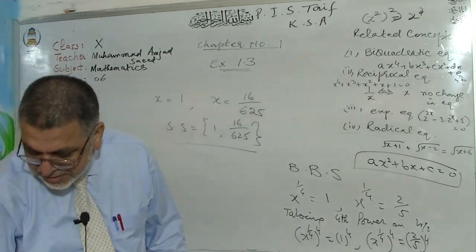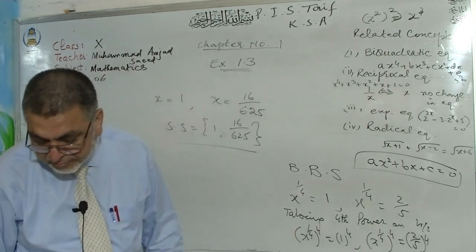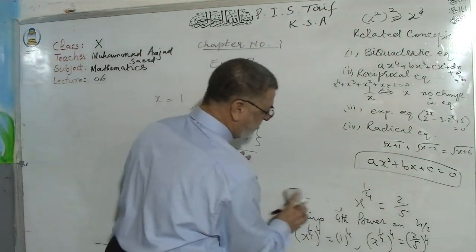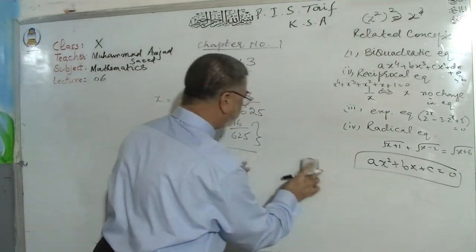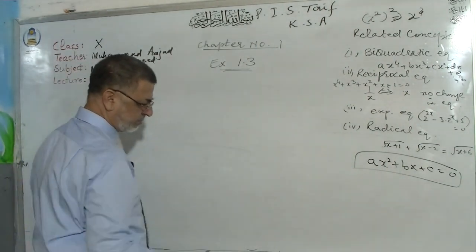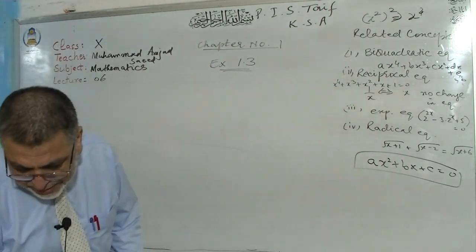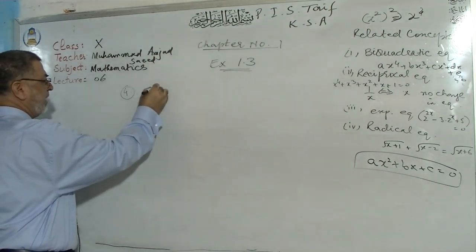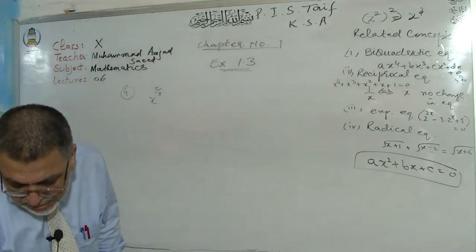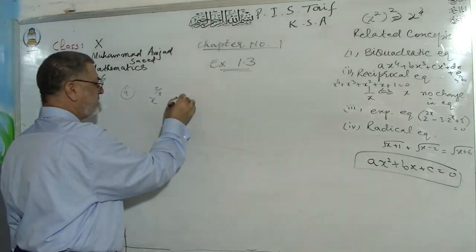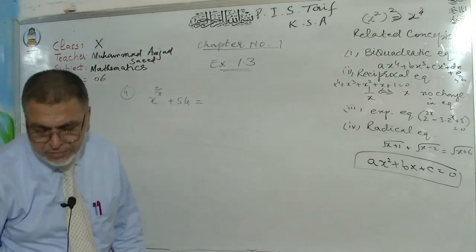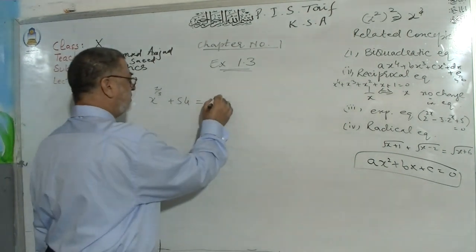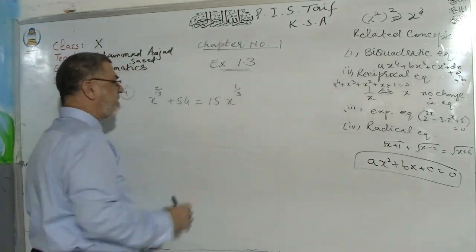I hope that you understood this question. Similarly, we can have question number 4. Question number 4 is x power 2 over 3 plus 54 is equal to 15x power 1 over 3.